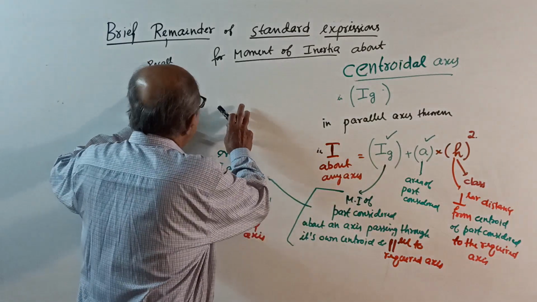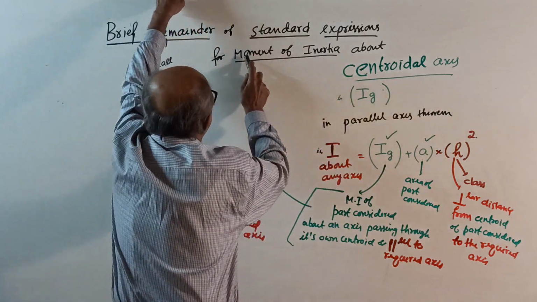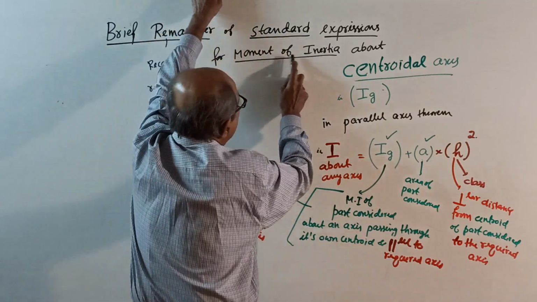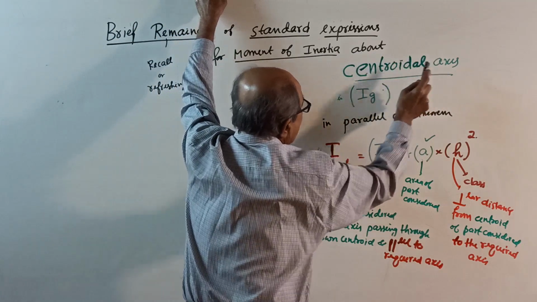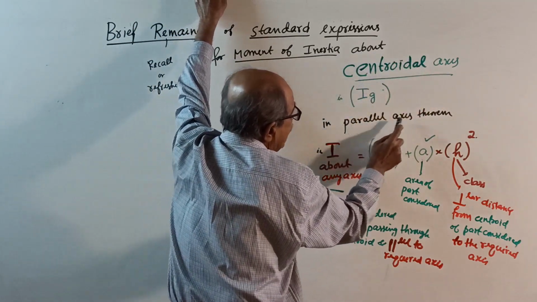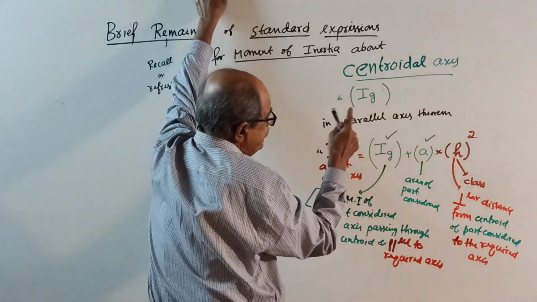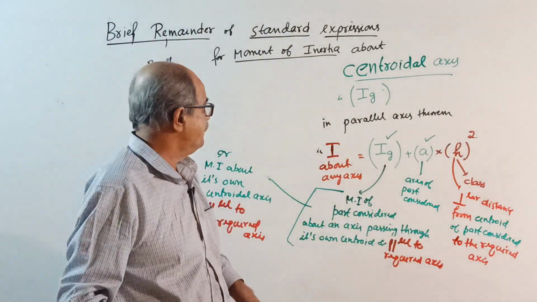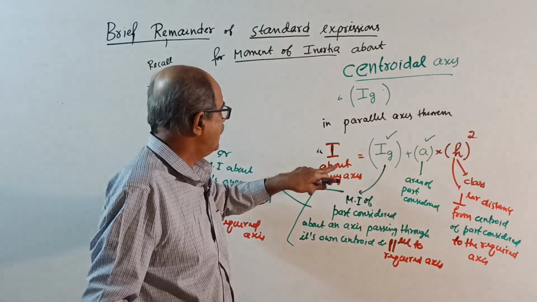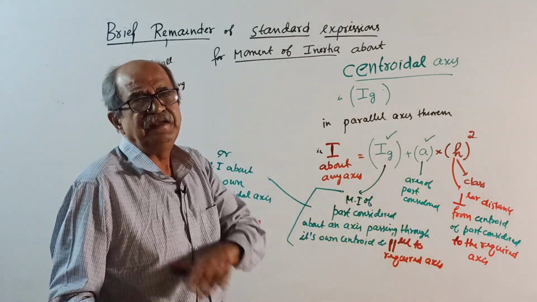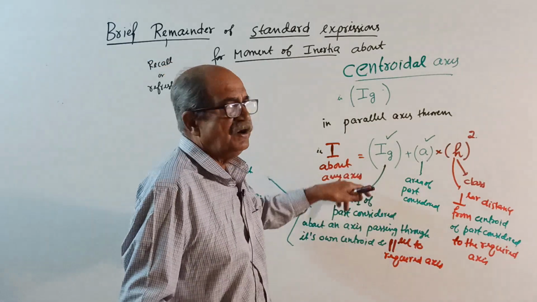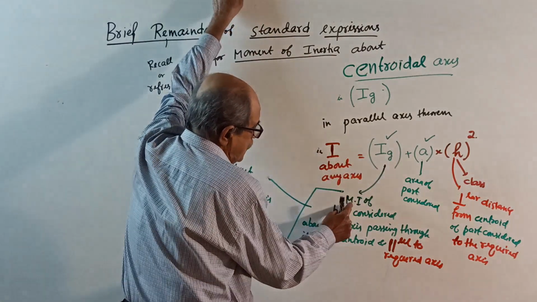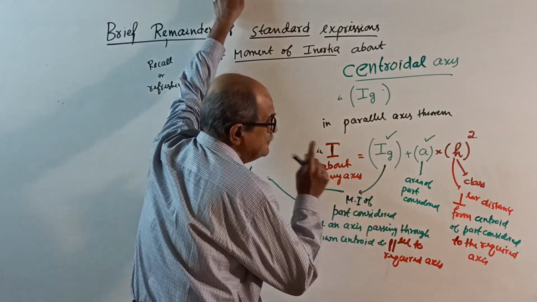This is a brief reminder for moment of inertia about the centroidal axis, that is Ig, in the parallel axis theorem. I about any axis equals Ig plus area into h square. Once again briefly, parallel axis theorem: I about any axis, it can be anywhere. If you want I about any axis, first you require Ig, the moment of inertia of the part considered.